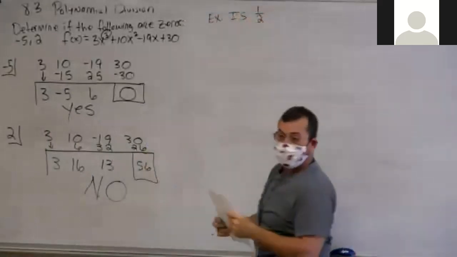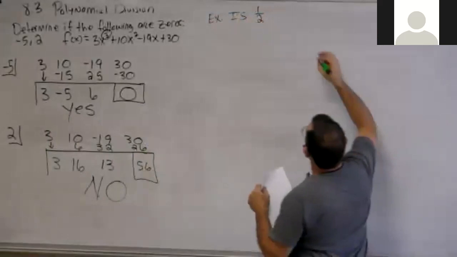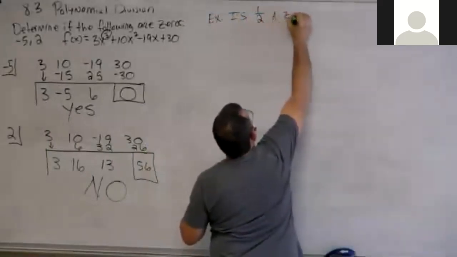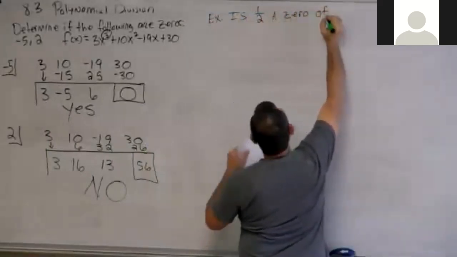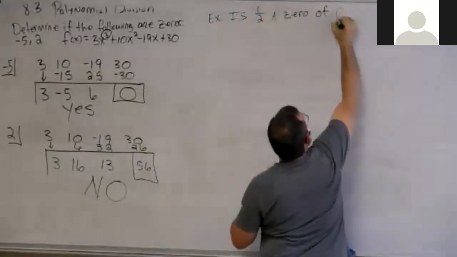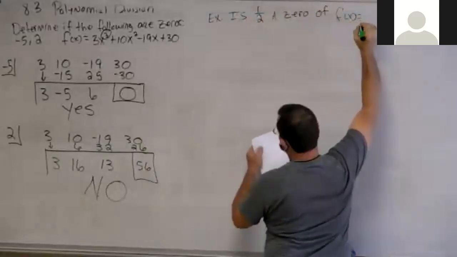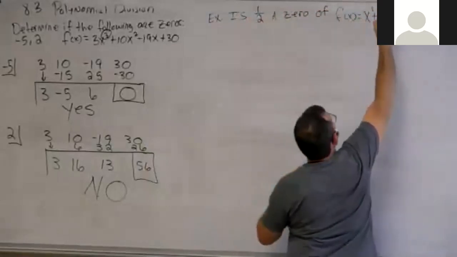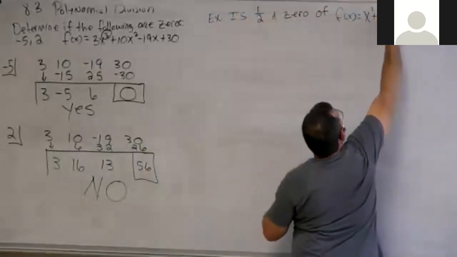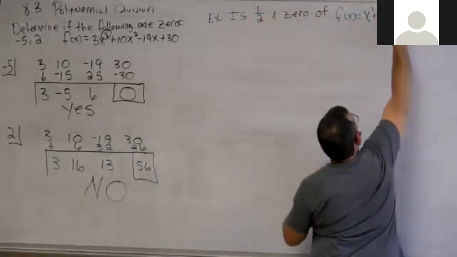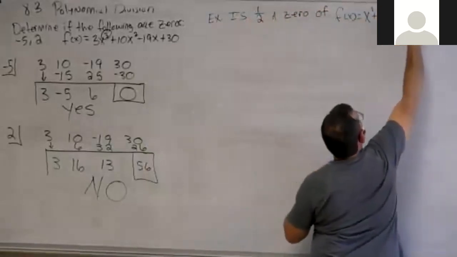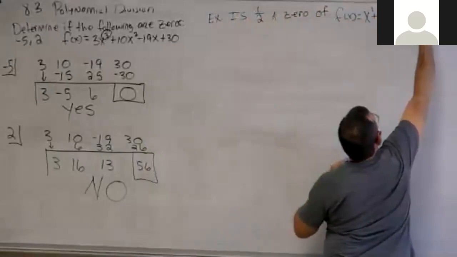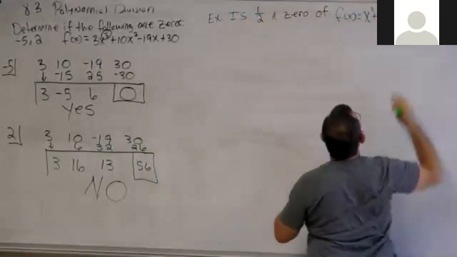Is 1/2 a zero of f of x equals x to the third plus 1/2 x squared plus 5/2 x minus 3/2? So I'm going to break out a fraction, a zero.